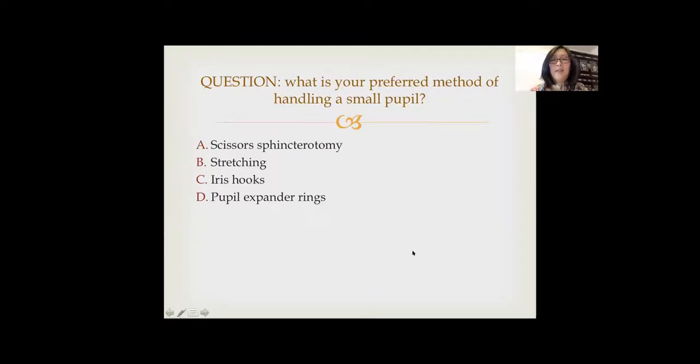So let's see. Sphincterotomy versus stretching. Okay, so a large number are using iris hooks. Availability of pupil expander rings, of course, can be limited. A sphincterotomy can be very, very helpful, especially in those scarred down cases of pseudoexfoliation. Even putting in rings or hooks is not necessarily going to be helpful.